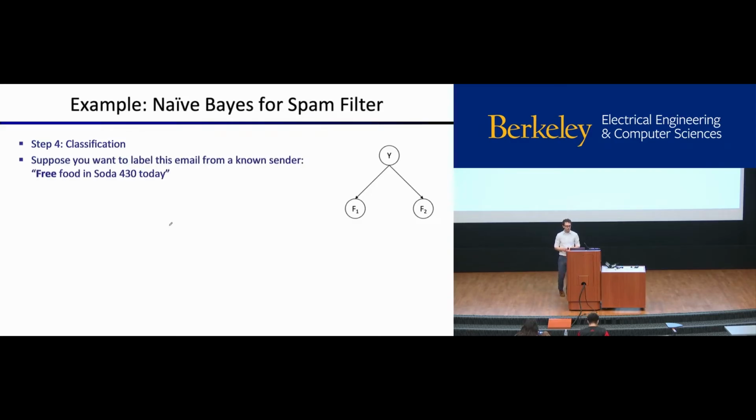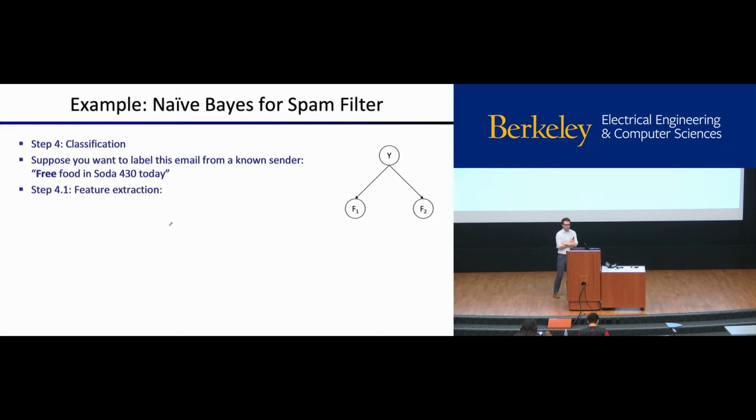So suppose you got this email, free food and soda 4:30 today. Okay, don't actually go to soda 4:30. I don't think there's free food, but imagine you got this email, okay? And you want to label this email. It's from a known sender, but it contains the word free. Is this spam? Is this not spam? I don't know. I mean, we could try and figure it out, right?